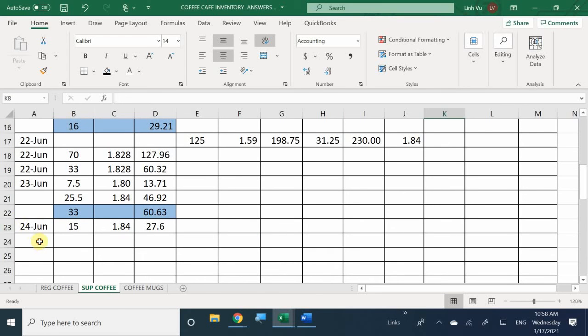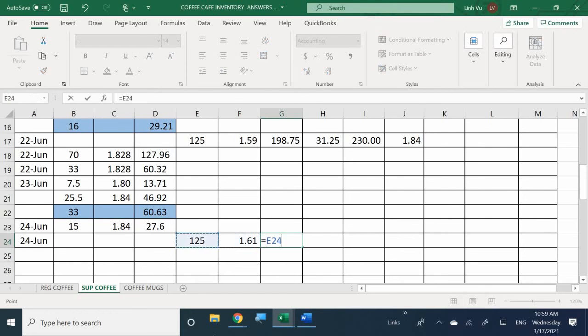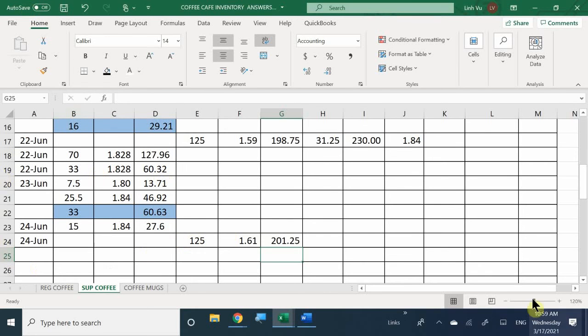Okay, and then now we have our Supreme coffee, which we bought 125 pounds. At what price? 161. To bring us 201.25. Okay. What else do we need to do? Subsidiary ledger. Subsidiary ledger, good.